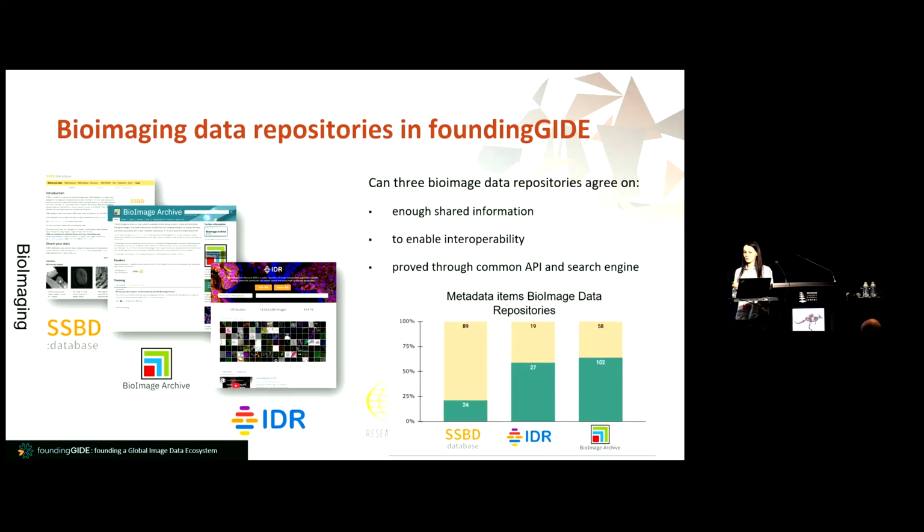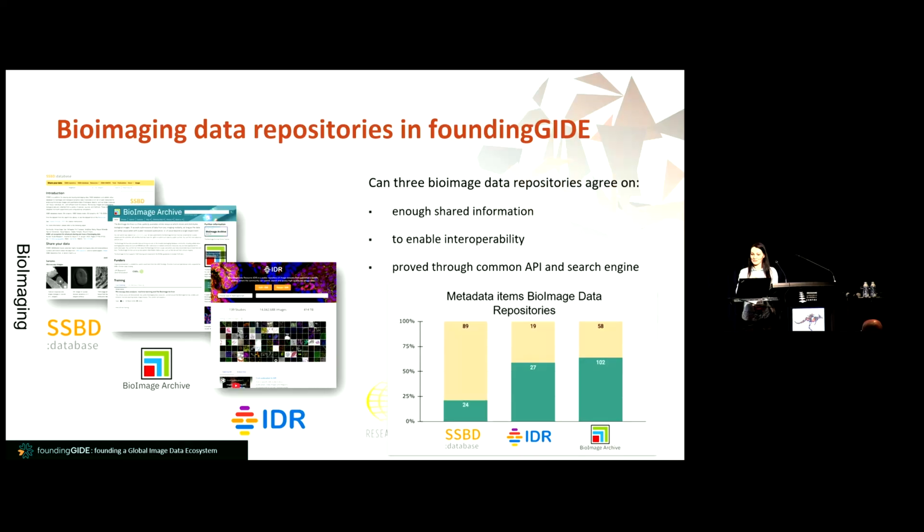And what we attempted to do in FAIR-GIDE is to see if three bioimage data repositories can agree on a set of shared information that is enough to develop some interoperability, and then prove this interoperability by building an API. And on top of this API, of course, you can develop other applications. Just as a starting point, each of these platforms has its own data model that is already established. And also, as mentioned, the scope of FAIR-GIDE is not to modify the data format of the repositories, but more to find a common ground.